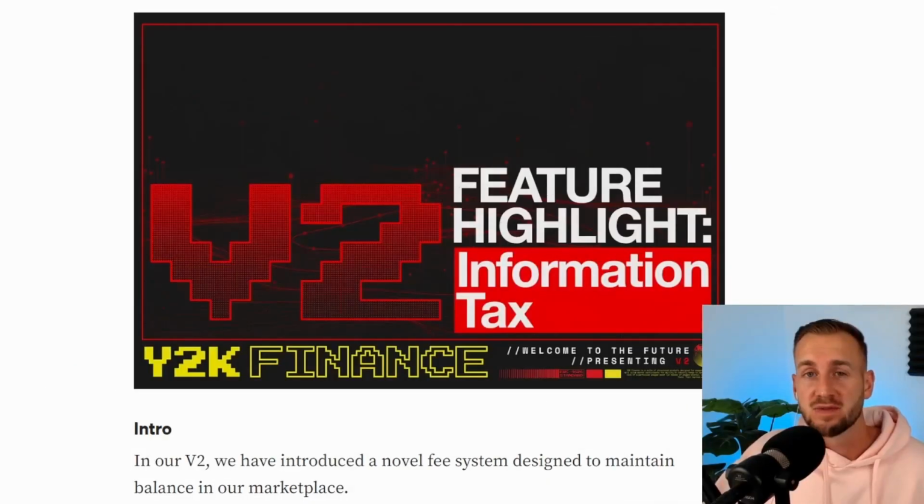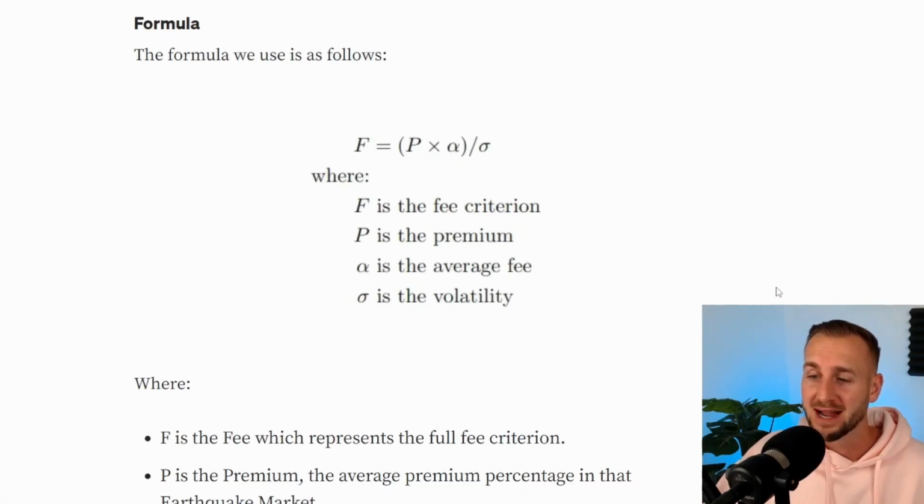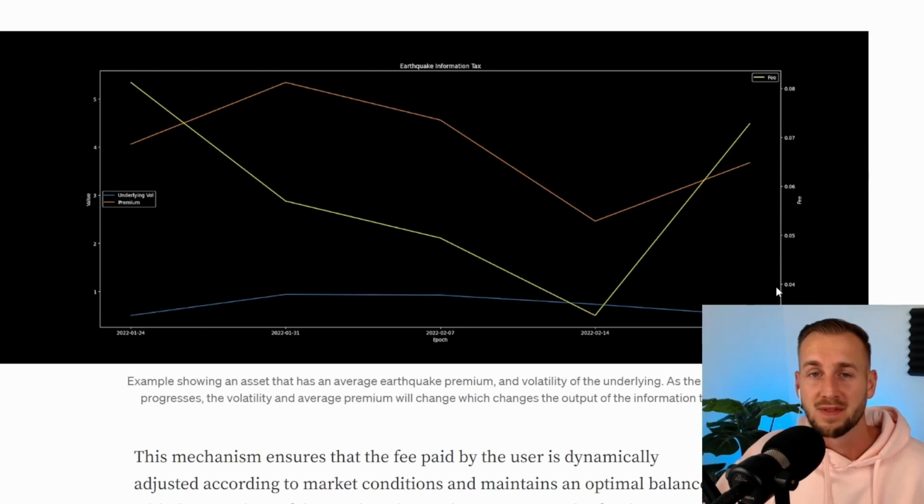So the next V2 feature upgrade to talk about here is the information tax we just touched upon. Any of you math nerds out there may want to check out the formula on screen here. But essentially, what is this? Well, this actually generates a new form of revenue for the protocol and also makes people pay for information asymmetry.